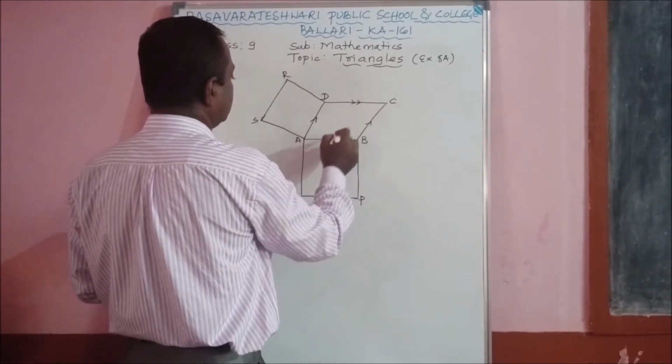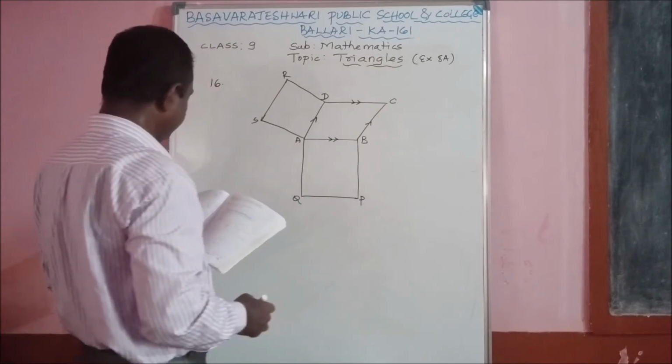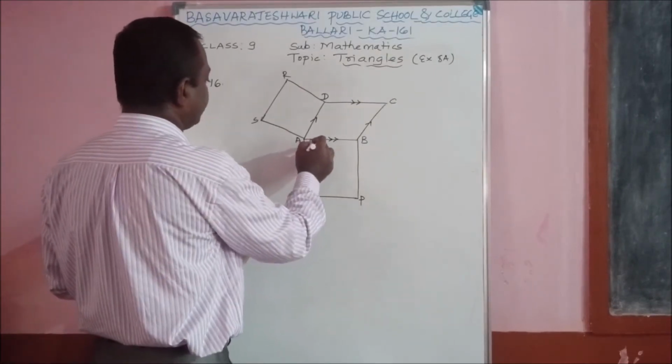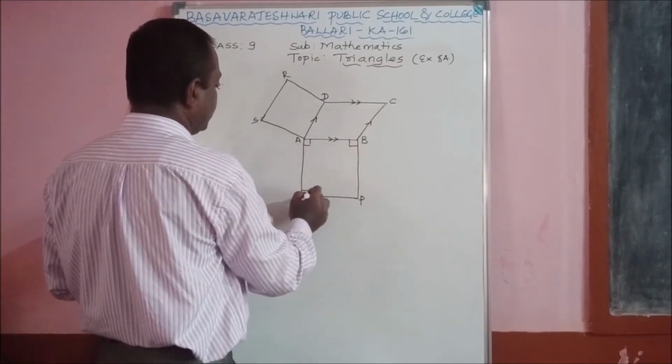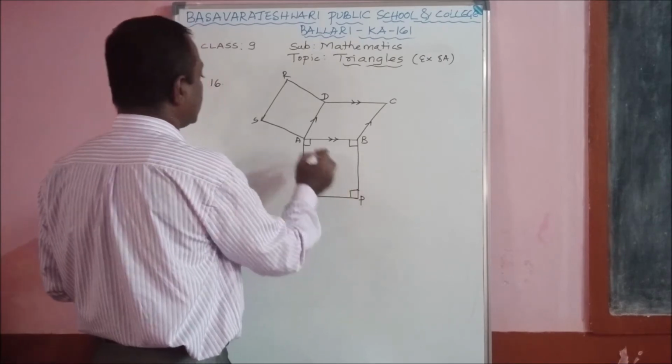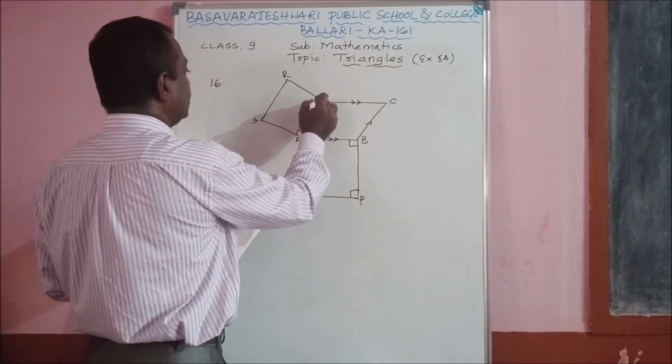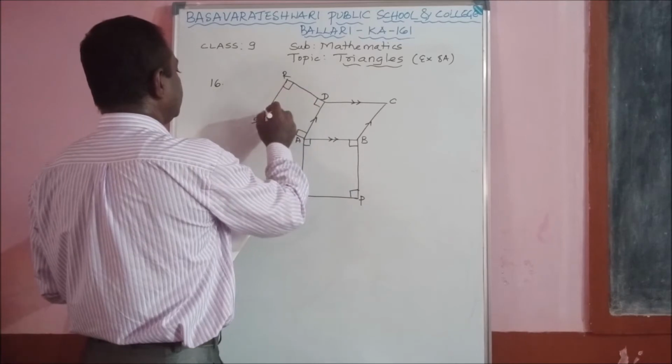Okay, they are saying that these are parallels. These are also parallels because it is a parallelogram. So all angles of a square are 90 degrees. Isn't it? Okay.